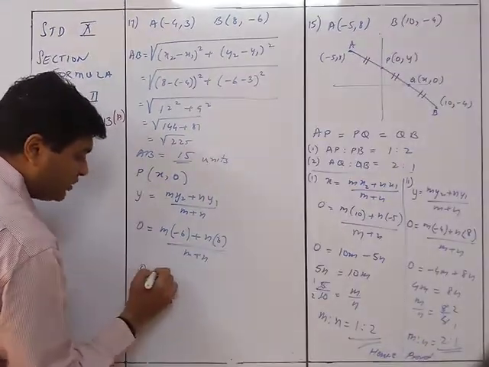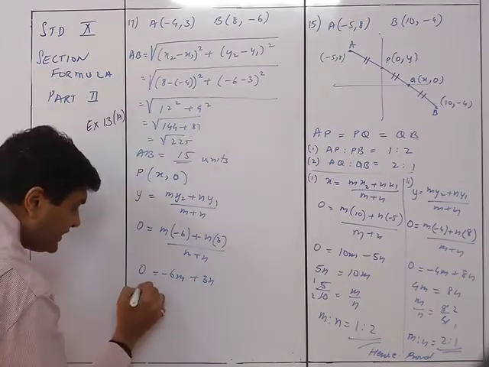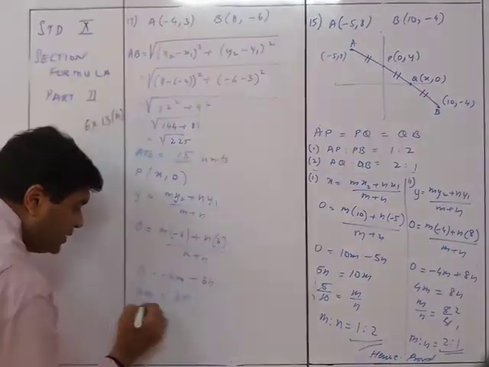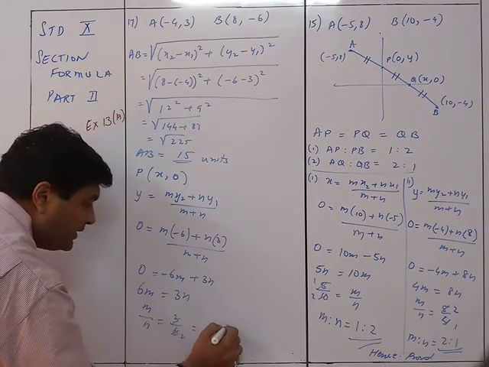So that gives you 0 is equal to minus 6m plus 3n. So 6m is equal to 3n. So m upon n is equal to 3 upon 6. That's 1:2.